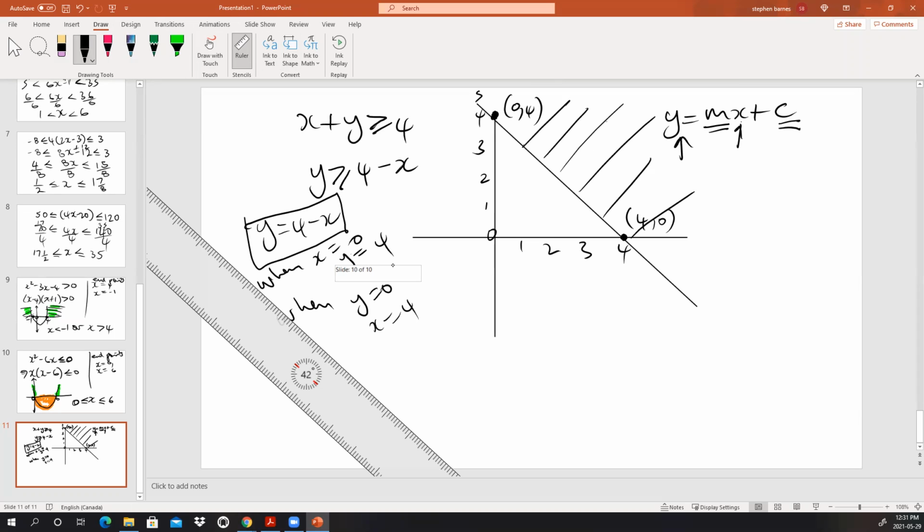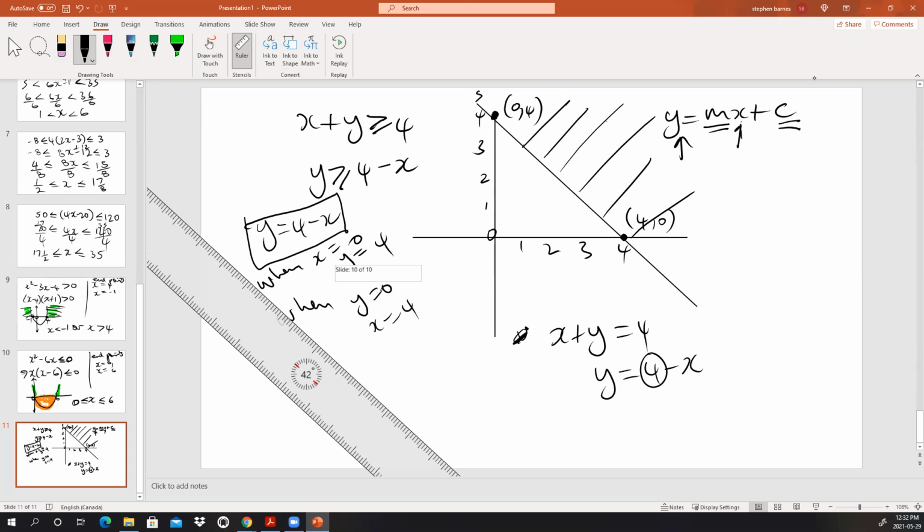So again, when you get the equation, rewrite it in this format. You're just making y the subject of the formula. Say here, x plus y is greater than or equal to 4. You can think of it as an equality first. x plus y is equal to 4. Make y the subject of the formula to get it in this form. So you have y, and you know that in this case, 4 is the intercept.